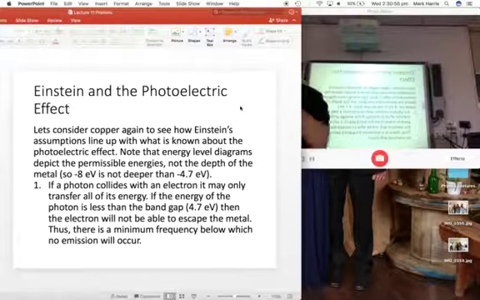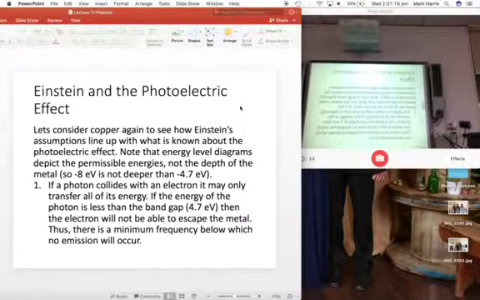The electron knows that it can't do that, so it won't take that energy. It's a little bit more complicated than that, and it has nothing to do with knowing what's going on. But it won't take that energy. So if it is less than the band gap, then it won't take the energy; the photon carries on its merry way. Thus, there is a minimum frequency below which no emission will occur, because if you've got an energy lower than that 4.7, the electron can't pick up that energy, so it can't escape.